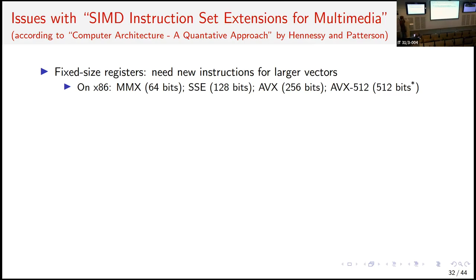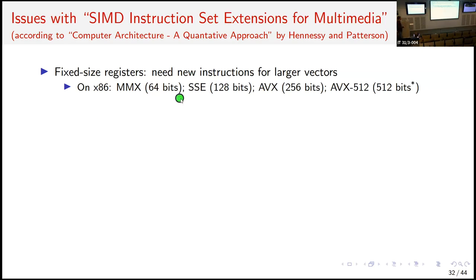So what are the problems according to them? First, fixed size registers. So you need new instructions for larger vectors. I put the names for x86 here. In the beginning we had MMX, which was multimedia extensions, which just repurposed the 64-bit floating point registers to process multiple, in that case, integers together.